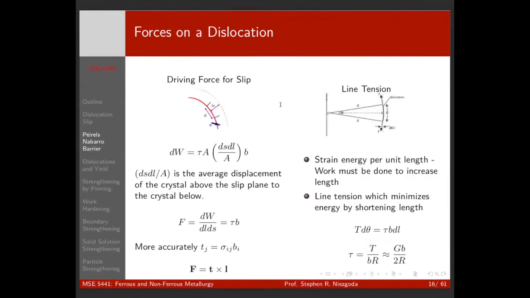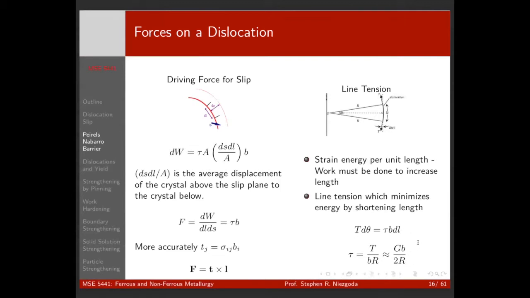Okay. So just a little bit of a review. This isn't going to come up much. The important one here is the line tension on a dislocation, right? The strain energy per unit length, right? And it's the work that you have to do to increase the length of your dislocation line, right? So that means straight dislocations are energetically favorable to curved dislocations, right? Because you have less line length, right?